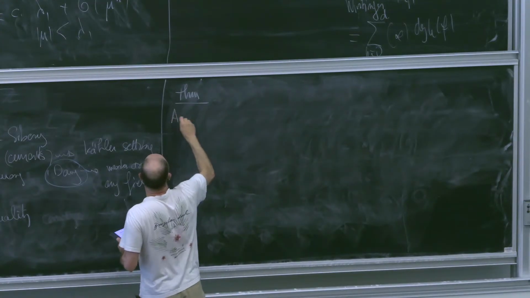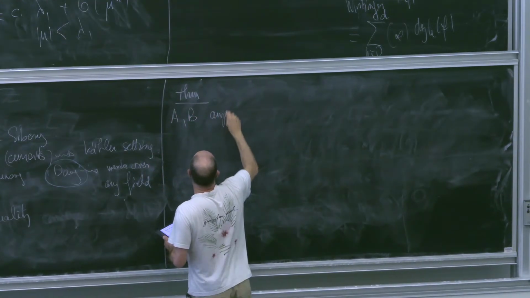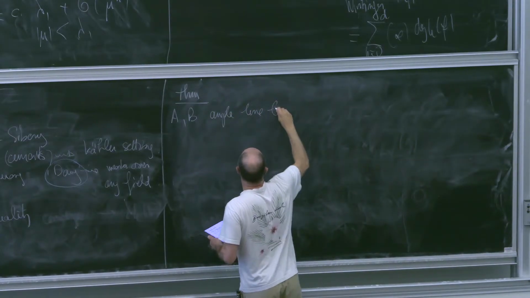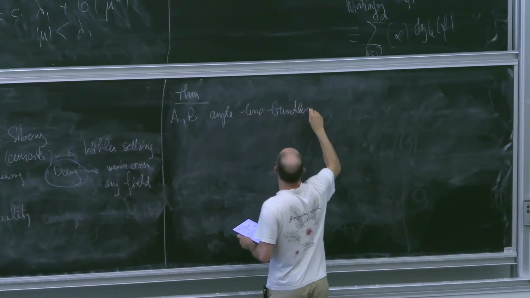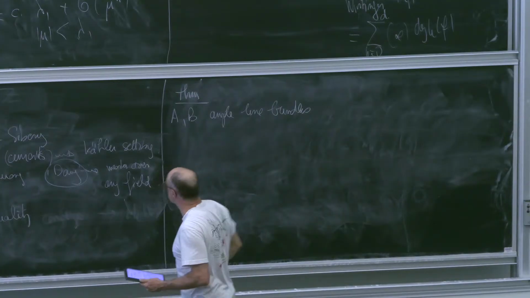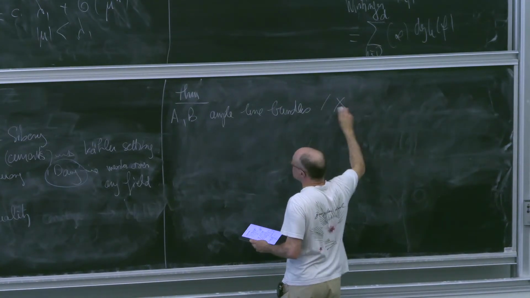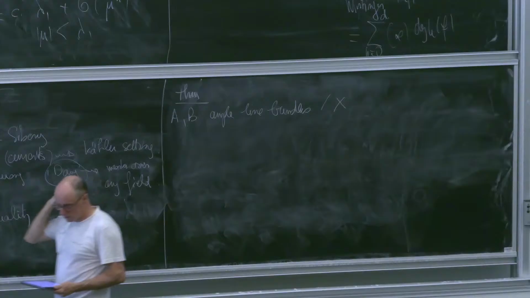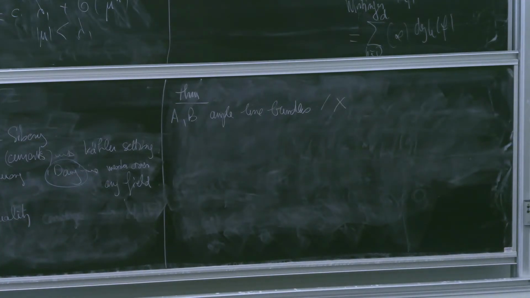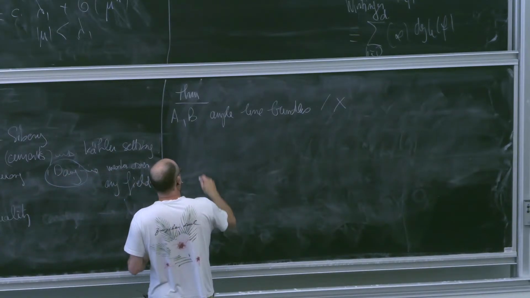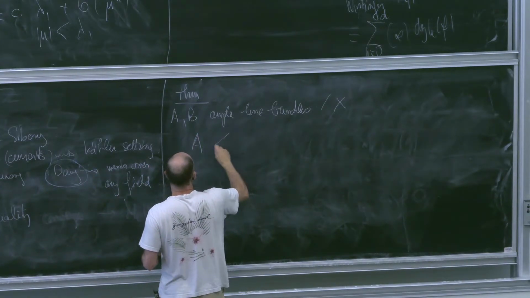Okay, so you take A and B ample line bundles, again on X. So X is smooth, projective, and so on. Projective is important. The fact it's smooth is not important. The fact it's ample, you can generalize, I will see. And the claim is like this. Let me write it down, and then I explain.